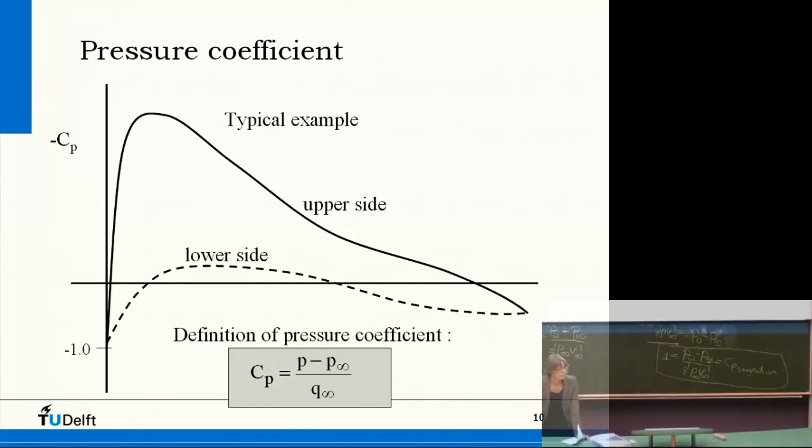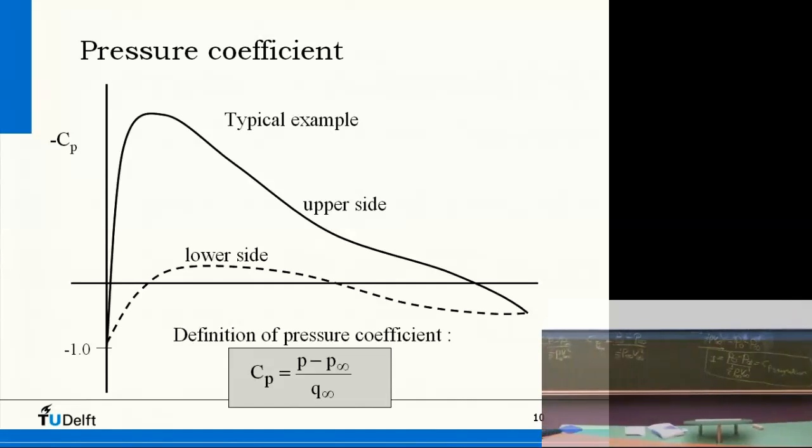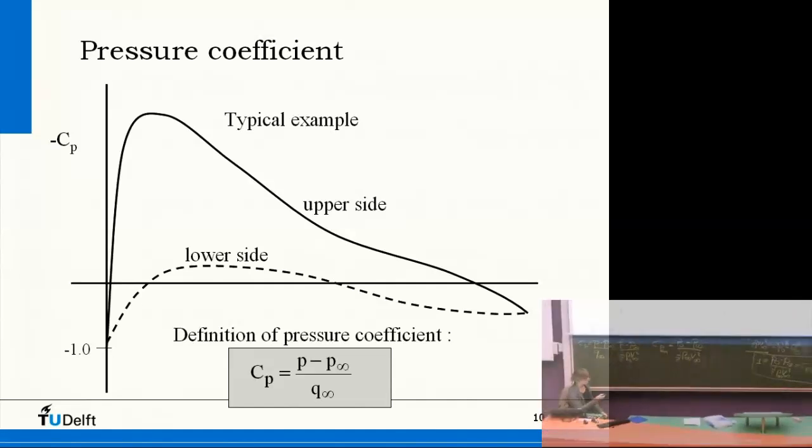Can we have pressure below this one? Is there any pressure that is higher than P0 in this incompressible setting? No. For compressible flows it's a different case, but for incompressible flows, indeed, it is the maximum of your pressure coefficient that occurs, and it's actually 1.